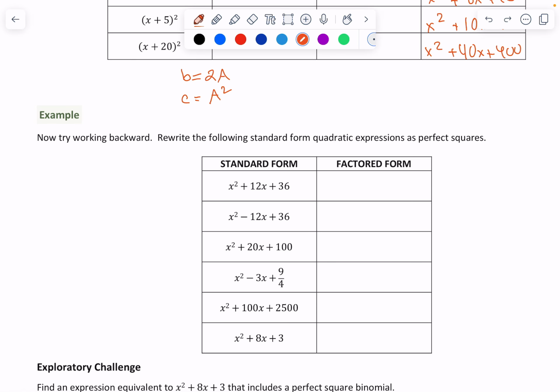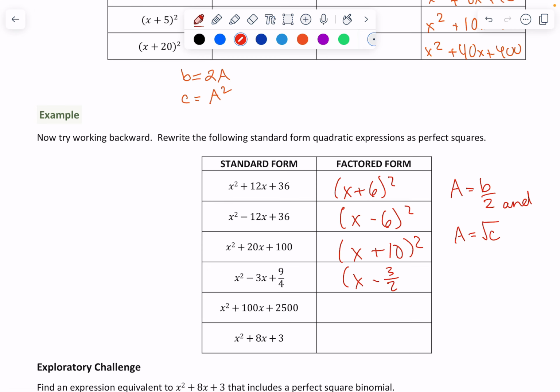To find the a value, I just do the inverse of each of these operations. If I want the a value, I divide b by 2. Or I could take the c value and square root it. But both of these have to be true: both have to equal the same value a in order for it to be factored correctly. So this first one would be x plus 6 squared, then x minus 6 squared, then x plus 10 squared, then x minus 3/2 squared, then x plus 50 squared.